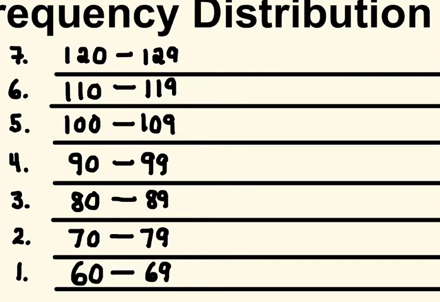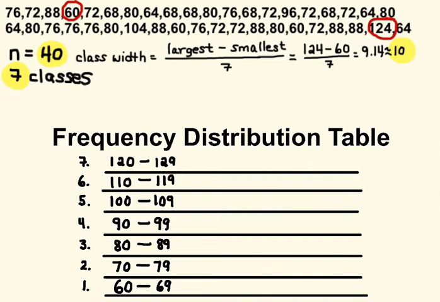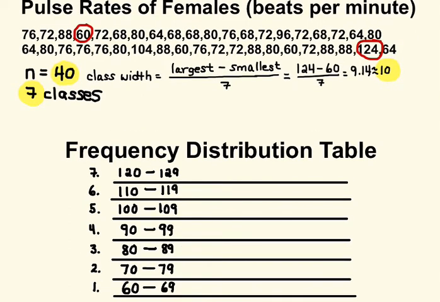All right, now what we want to do is put tick marks in. We're going to go through our data, one data value at a time, and put a tick mark in the class in which it would reside, okay? So the first one is 76. Okay, our first value is 76. So I'm going to put a line through 76, and 76 falls in class 2. And I'll put a line through 72, and 72 also falls in class 2. And then we have 88. Well, 88 falls in class 3 because it's between 80 and 89.